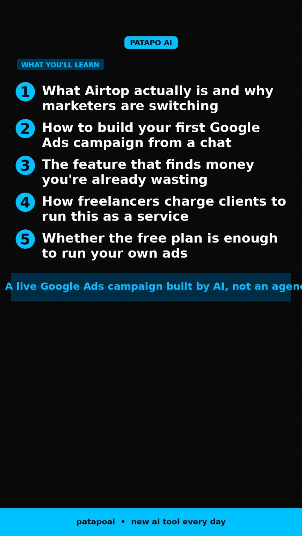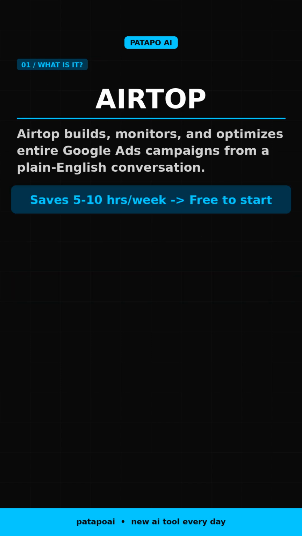Airtop is an AI agent platform that logs into real websites, browses them, and takes action. And its newest tool builds, monitors, and optimizes entire Google Ads campaigns from a conversation. It's built for marketers, agencies, and small business owners who don't have a paid ad specialist on staff. Instead of learning the Google Ads interface, you describe your goal in plain English, and Airtop handles keyword research, campaign creation, budget waste audits, and performance reporting. It replaces the 5 to 10 hours a week most small business owners spend fumbling through the ads dashboard. And the free plan alone gives you enough credits to build and audit a real campaign before you spend a cent. Here's exactly how to set it up.